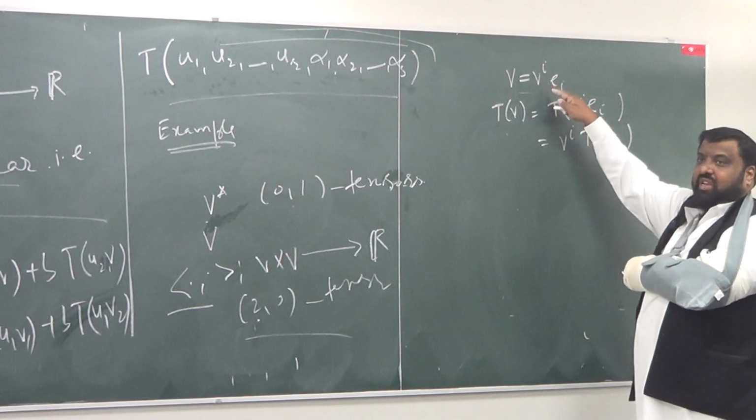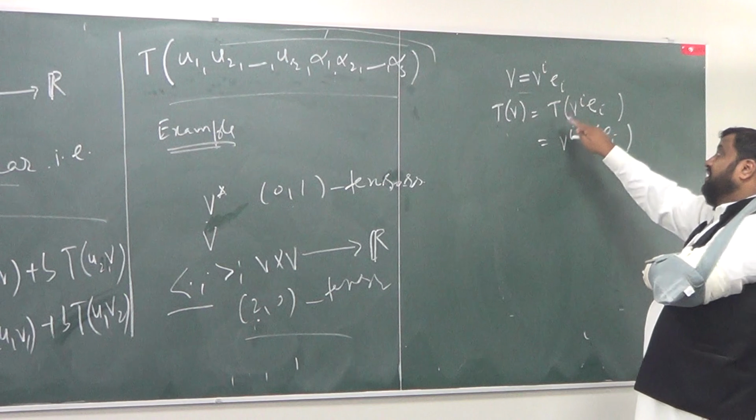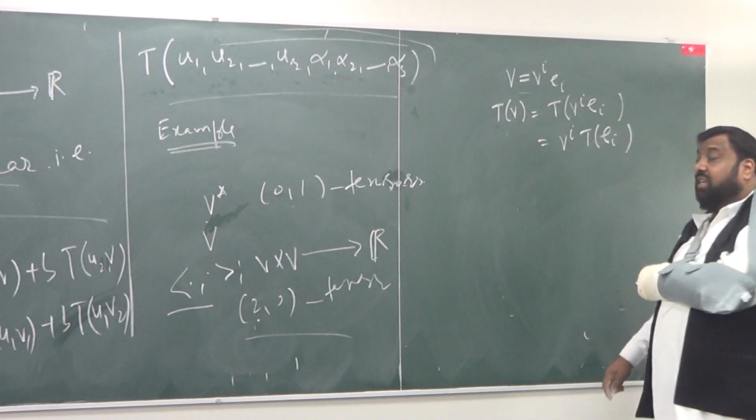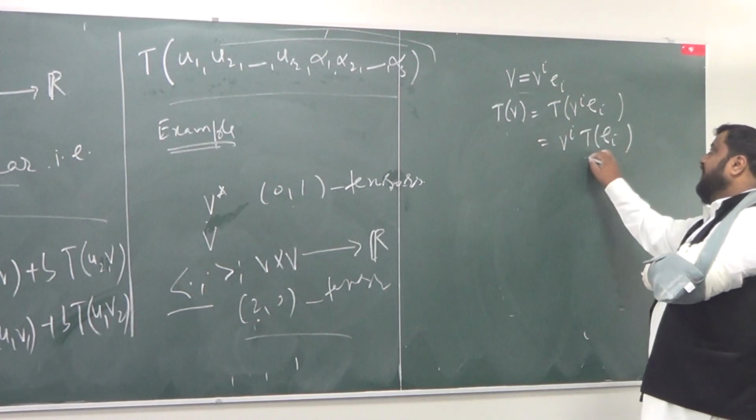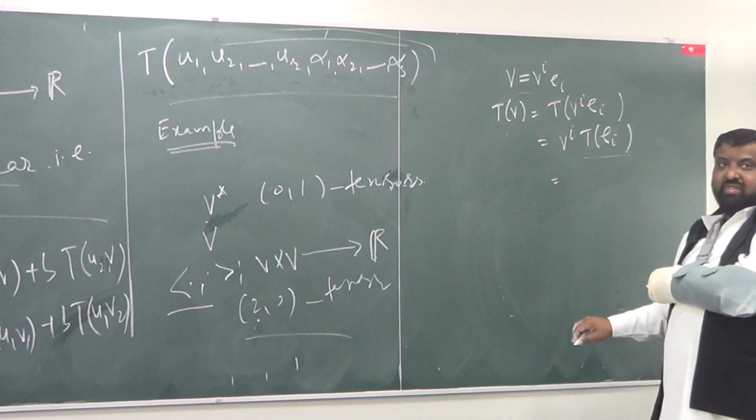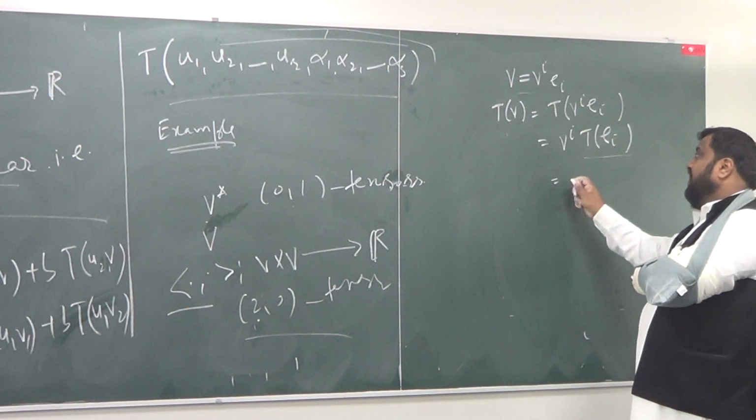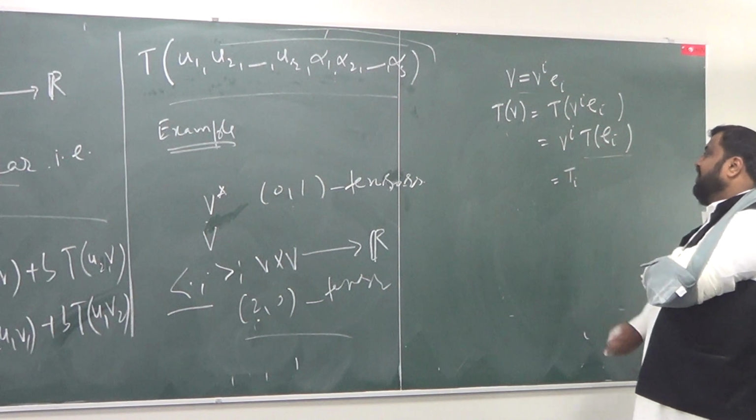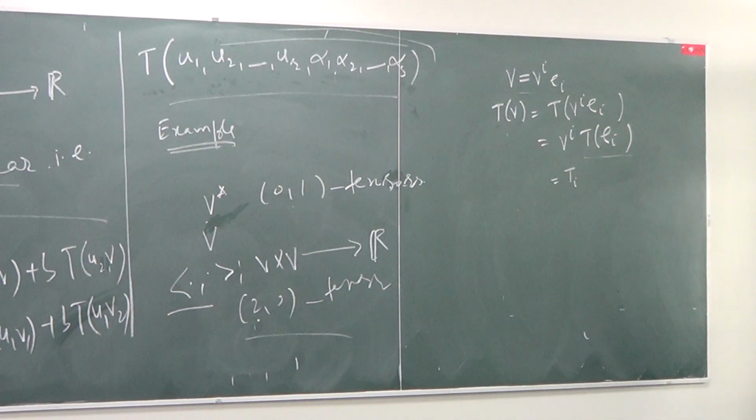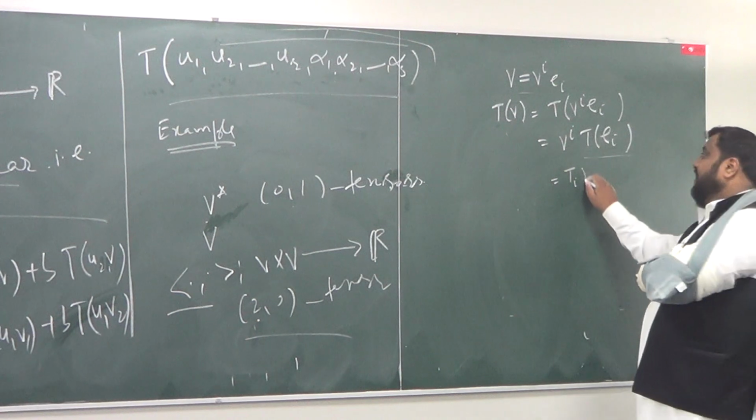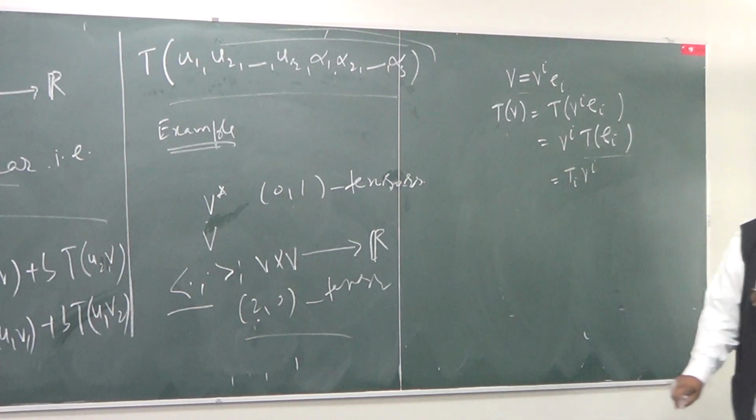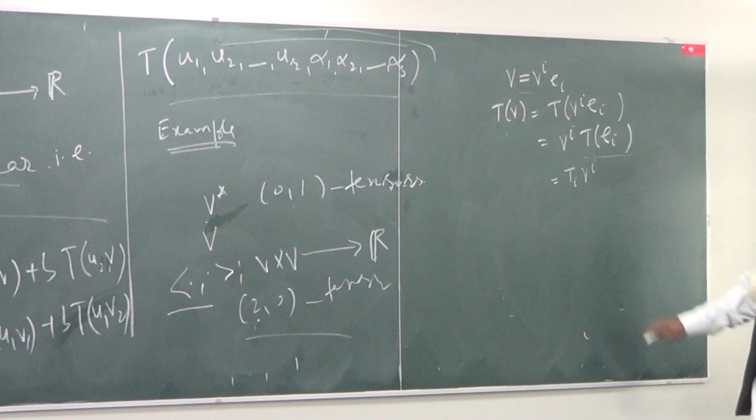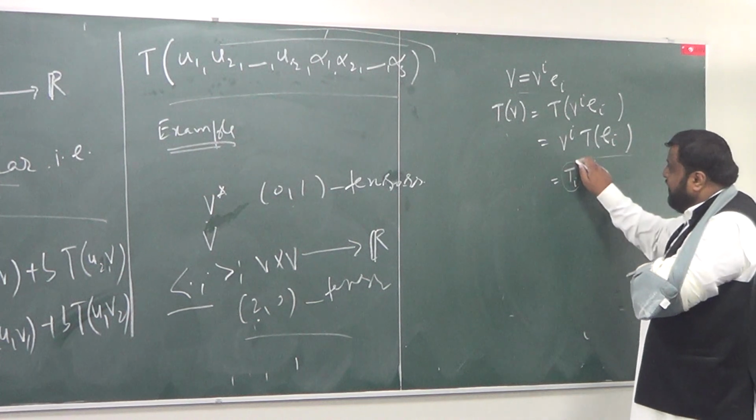There is a hidden sum here. So T of the sum is the sum of the differences. You get this. And what are these? You can give them any name. Maybe I can call this my T_i, and V^i. Okay.